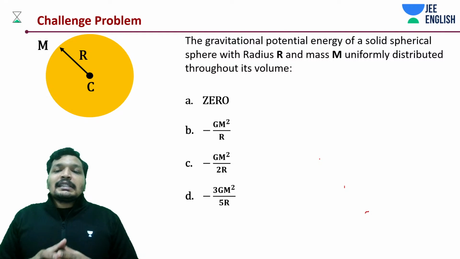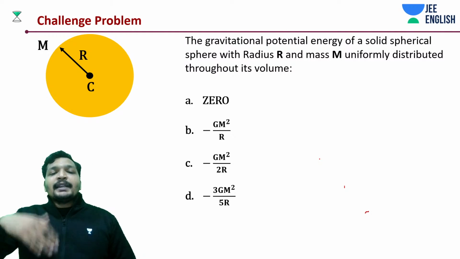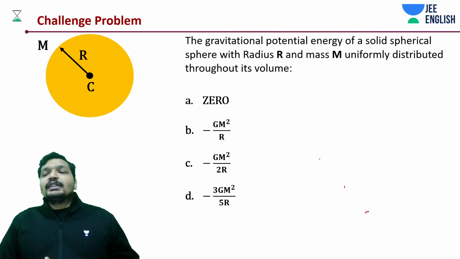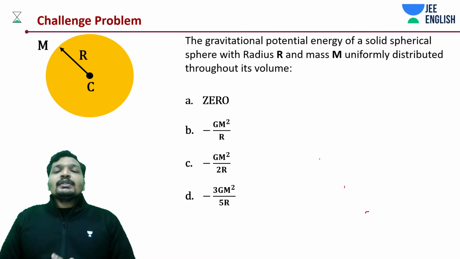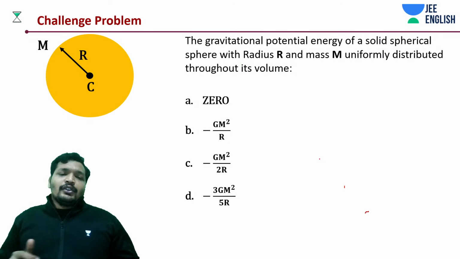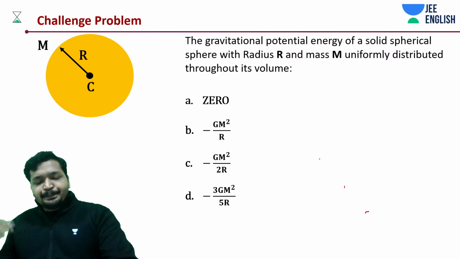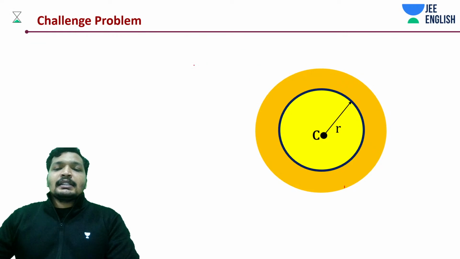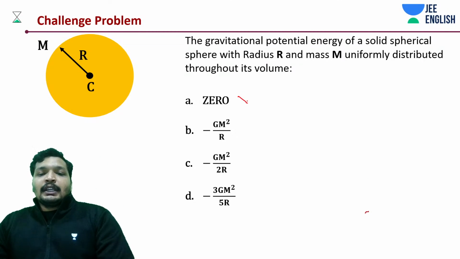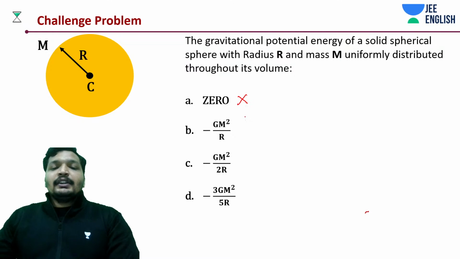Now, what about a solid sphere? A solid sphere is basically a bunch of spherical shells, isn't it? That could be one of the ways to work around this. Is the self energy going to be zero? Of course not. It's going to have some self energy. So let's get into this point and understand how we work around this. It's definitely not zero. If you are thinking of it as zero, that's definitely a mistake.